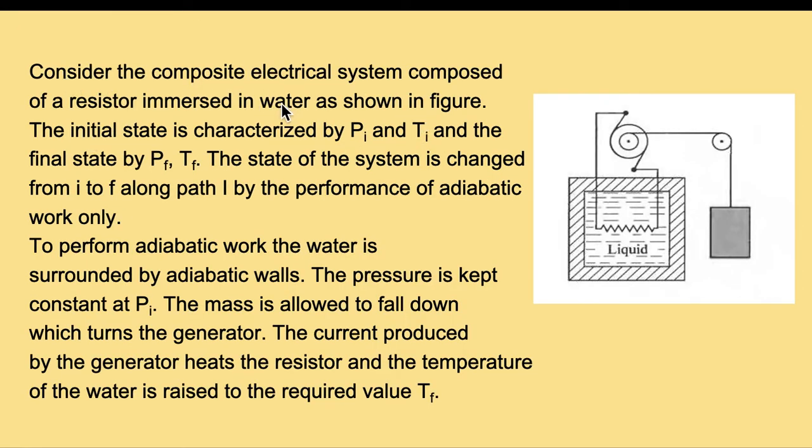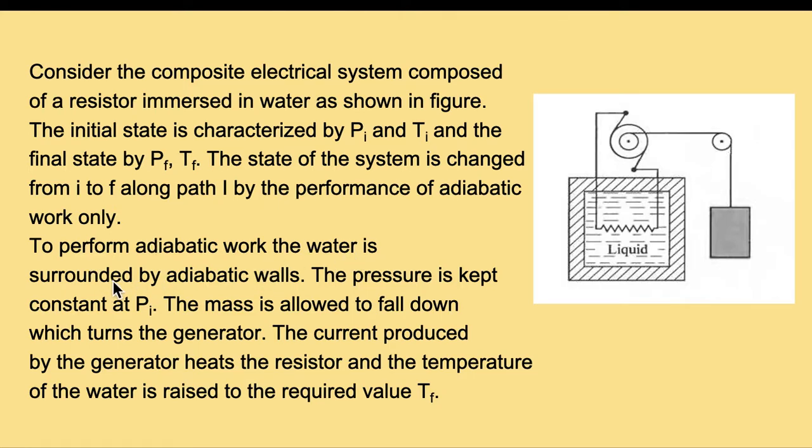Consider the composite electrical system composed of a resistor immersed in water as shown in the figure. The initial state is characterized by Pi, Ti, pressure and temperature, and the final state by Pf, Tf. So we have an initial condition, a particular pressure, a particular temperature. You are changing that initial condition to a particular final state given by Pf and Tf. The state of the system is changed from I to F along the first path, that means by the performance of adiabatic work only.